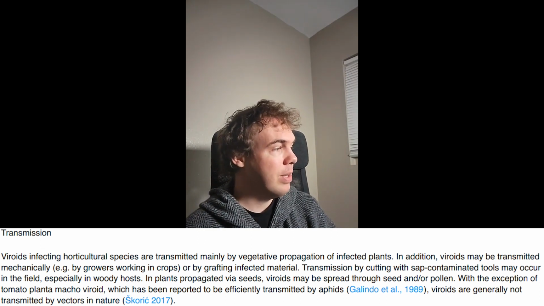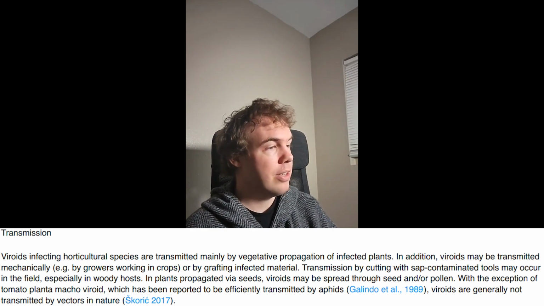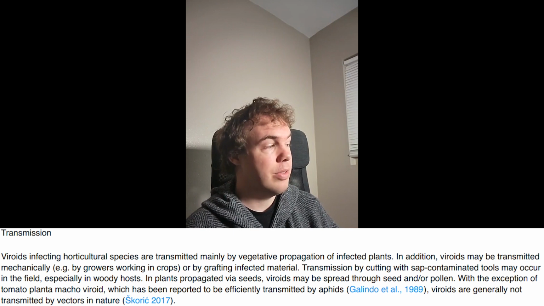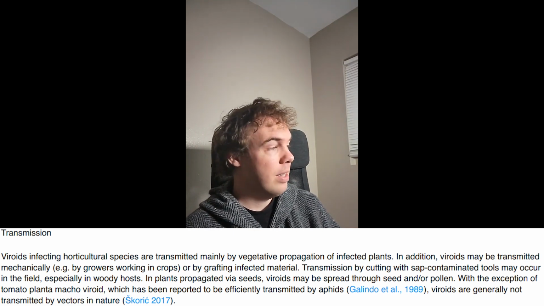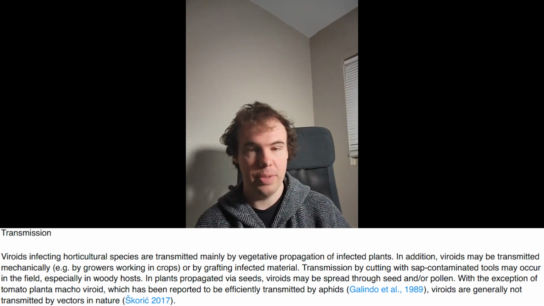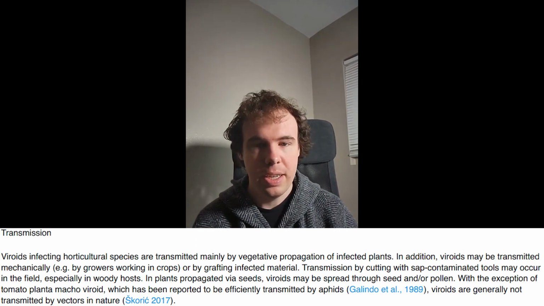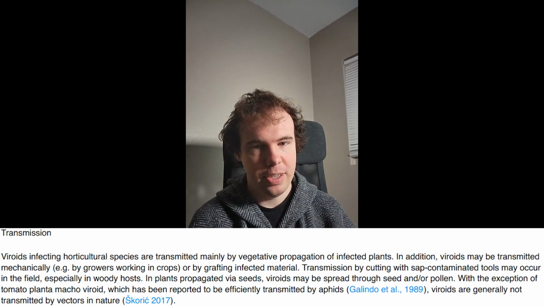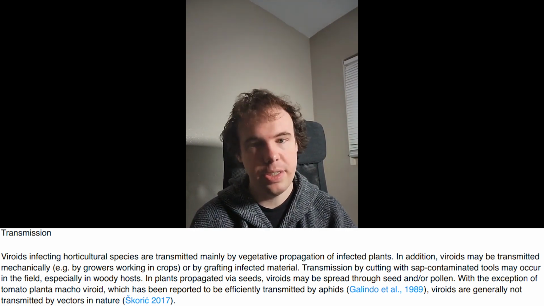Transmission by cutting with sap-contaminated tools may occur in the field, especially in woody hosts. In plants propagated via seeds, viroids may be spread through seed and/or pollen, with the exception of tomato planta macho viroid, which has been reported to be efficiently transmitted by aphids, right? So I mentioned insects earlier. It's kind of ambiguous how much this happens, that viroids are facilitated by insects.